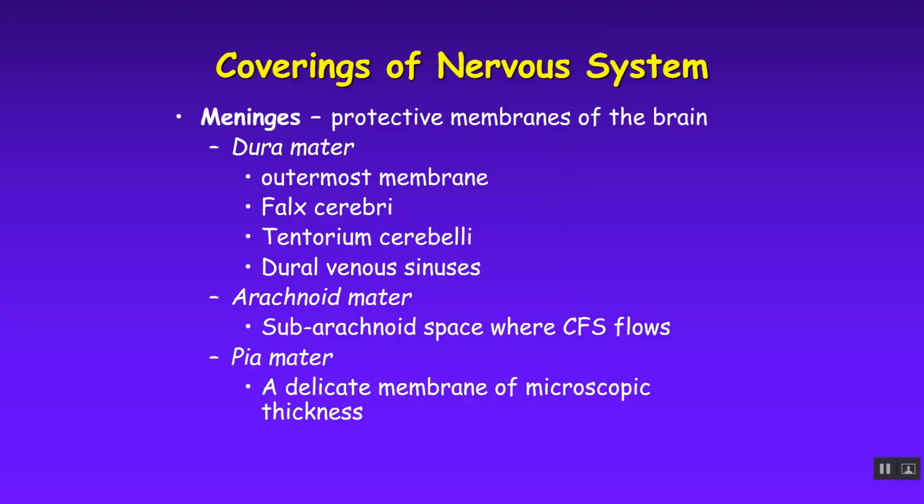Quickly, coverings of the nervous system. The nervous system has these coverings on it. I've already mentioned them a few times. We have the outermost layer, which is the dura mater. It literally means tough mother. Dura mater, tough mother. It's the outermost membrane.